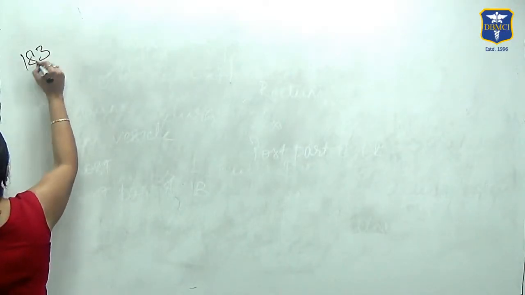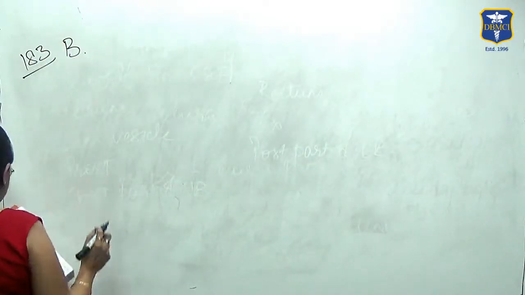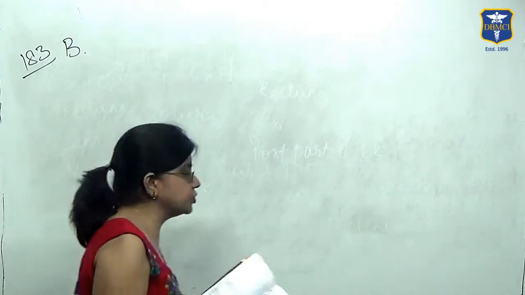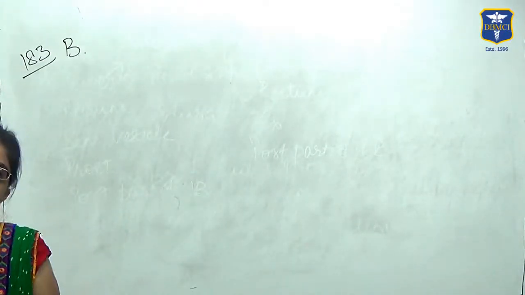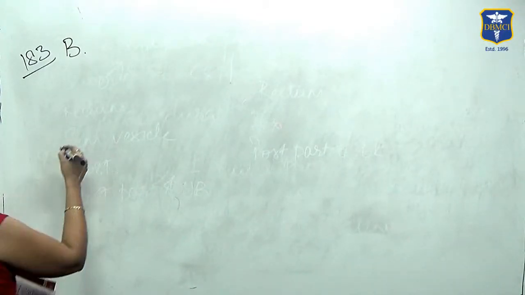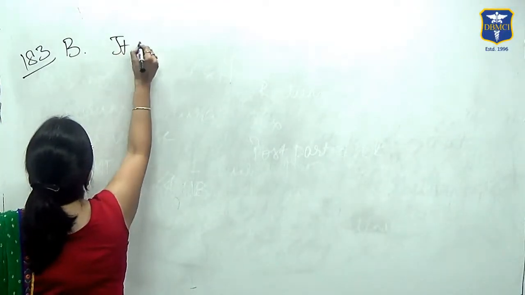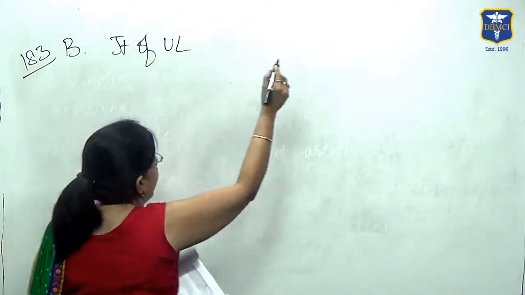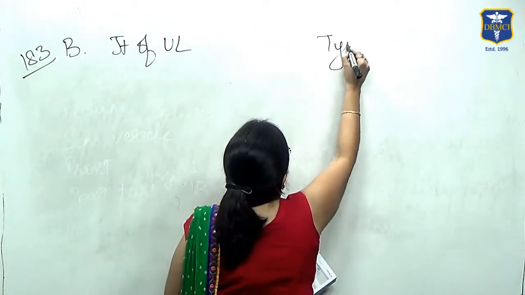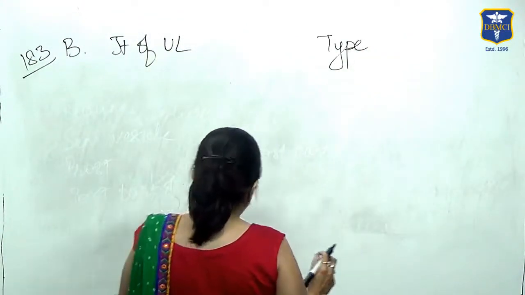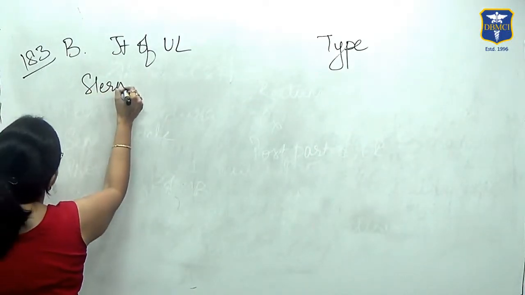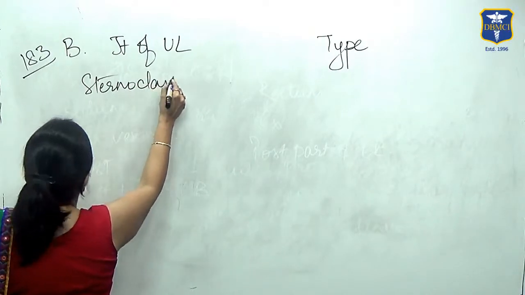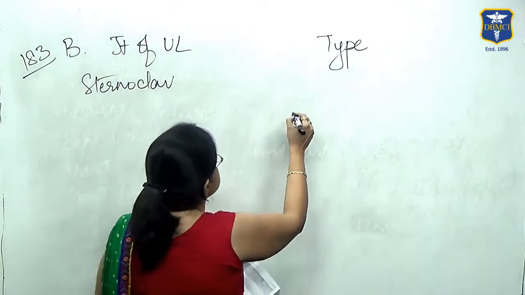Question 183, the answer is B. The joint which is shown in the picture is the first carpo-metacarpal joint. Let us look at the various joints of the upper limb and their type, because any of them can be asked in MCQs. First of all, sternoclavicular joint. This is saddle.